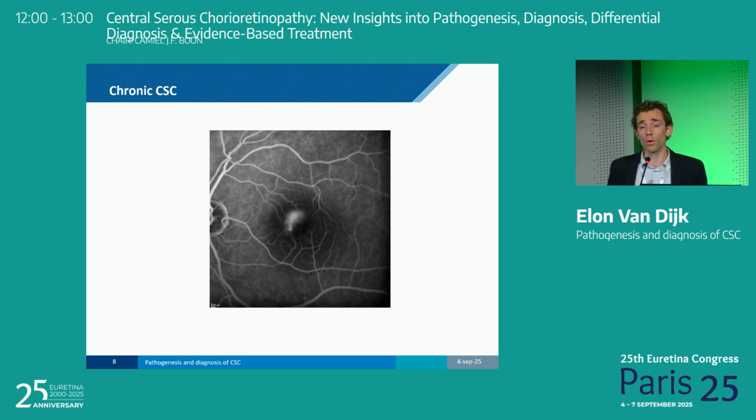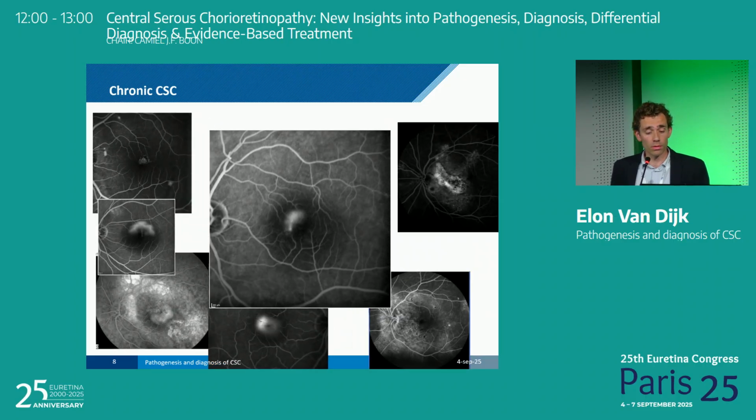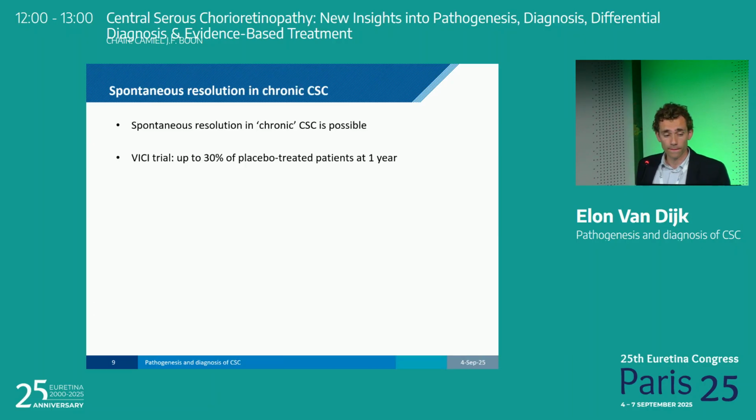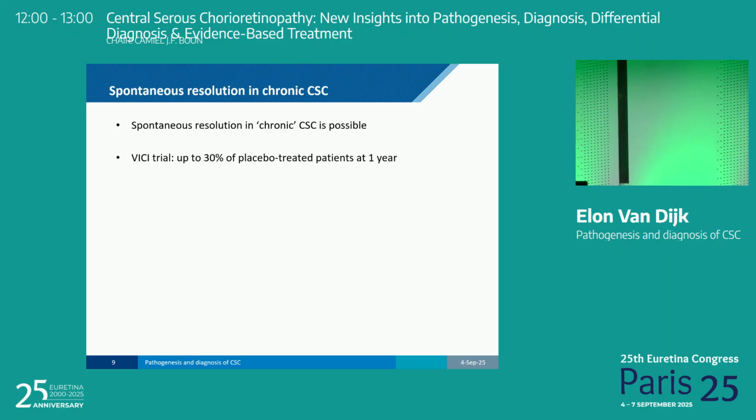In chronic CSC, multiple ways are available that the disease can present, but also, for example, with terrible atrophy, like in this case, and lots of intraretinal fluid. So the presentation of chronic CSC is way broader compared to acute CSC. But even in chronic CSC, spontaneous resolution can occur. In the large PLACE trial from the UK, up to 30% of the placebo-treated chronic CSC patients had spontaneous subretinal fluid resolution at 1 year interval. So also when you don't treat your chronic CSC patients, sometimes the fluid goes away.